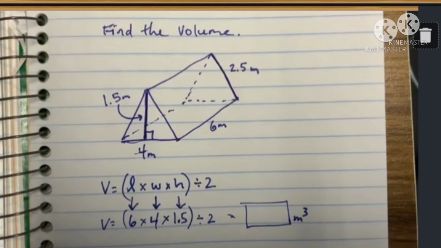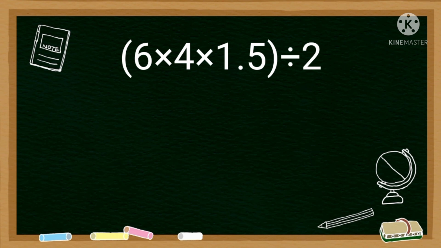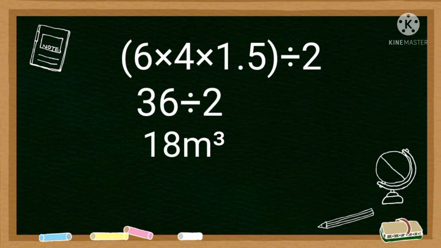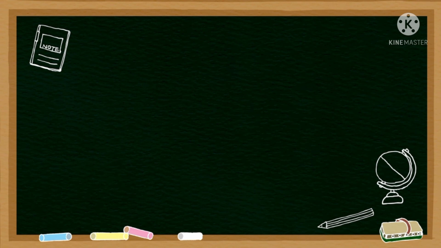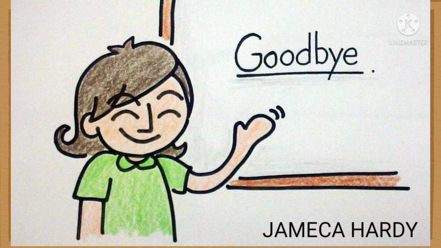Good. So now we know that the formula for calculating volume of a wedge is length times width times height divided by 2. So now we're going to plug in the values and calculate our volume. 6 times 4 times 1.5 divided by 2 will get 36 divided by 2, which will give us 18 meters cubed. So we've looked at the net of a wedge, the total surface area of a wedge, and the volume of a wedge. So this has brought you to the end of my presentation.